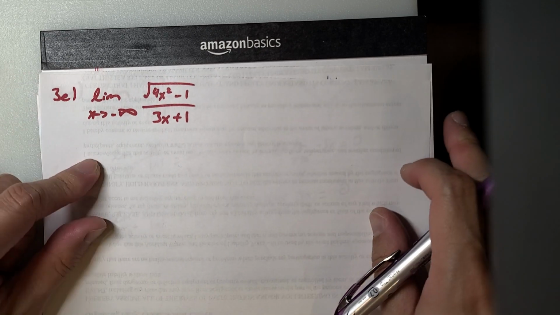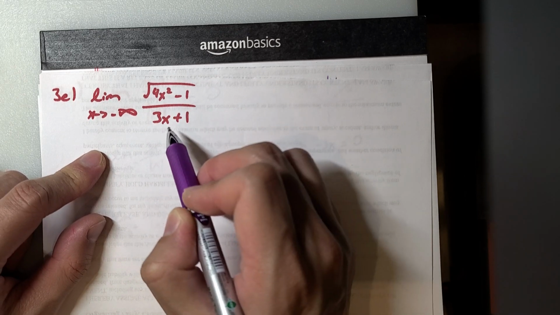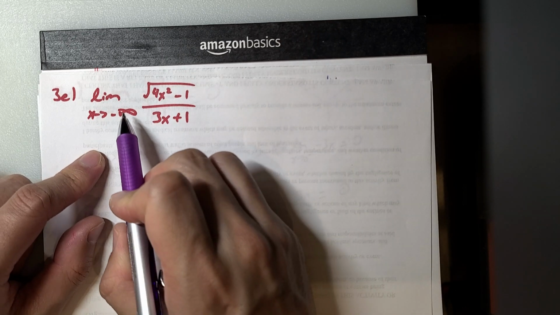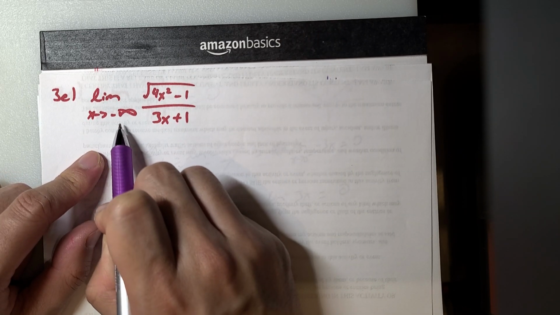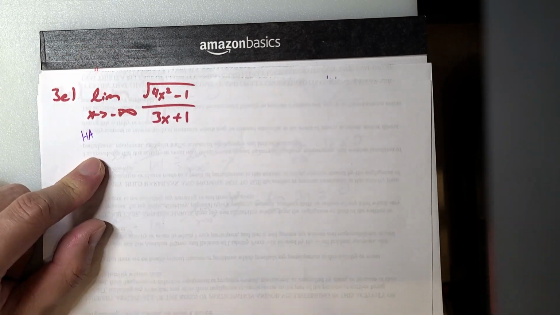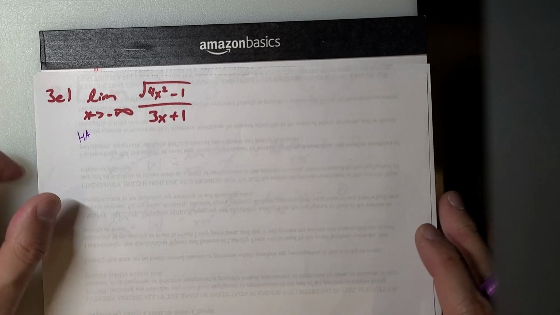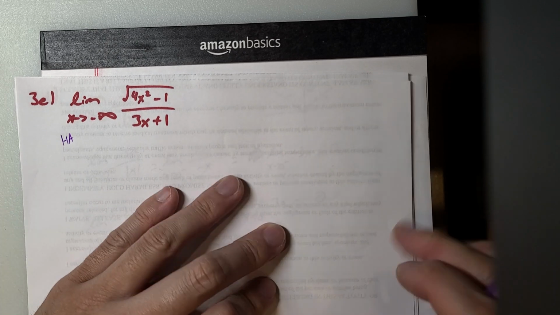Next one over here, limit as x goes to negative infinity of square root of 4x squared minus 1 over 3x plus 1. Okay. This one, the clue is x goes to infinity or minus infinity. This likely means a horizontal asymptote. And there's a quick way to eyeball this. So I'll teach you that first, and then we'll go to actually solve it.